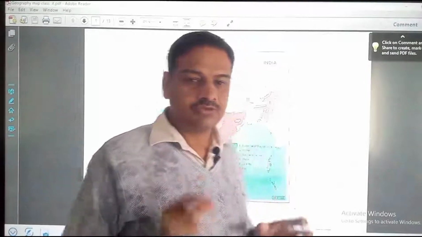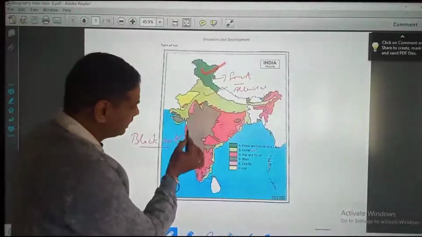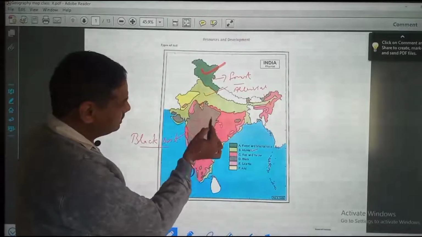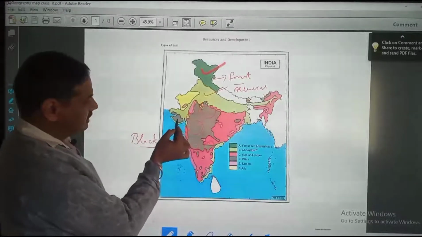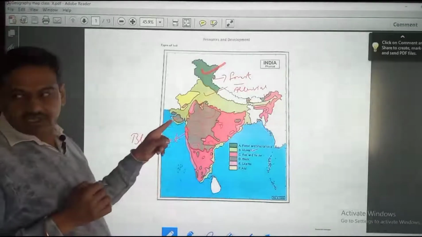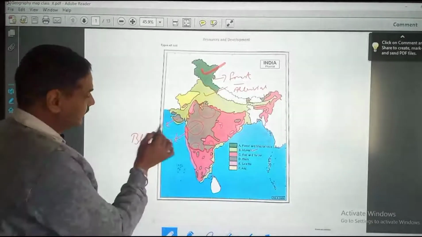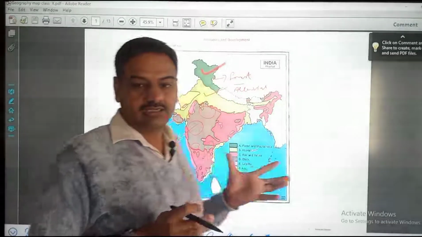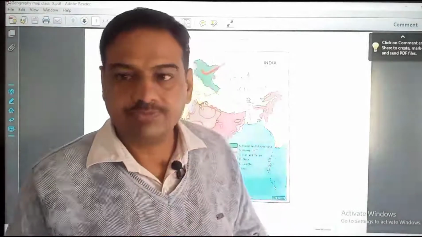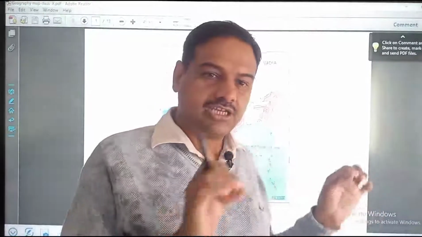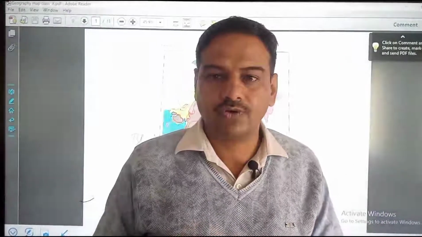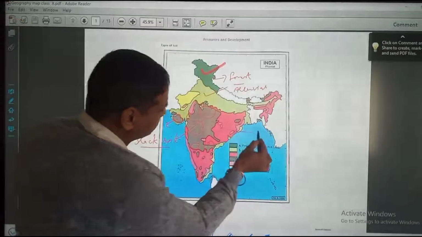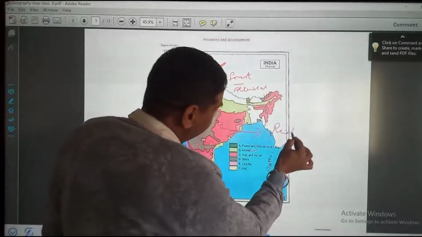Which states does it include? Mainly it includes Maharashtra, parts of Karnataka, Andhra Pradesh and Madhya Pradesh and parts of Gujarat. Here you can see that this Saurashtra region of Gujarat also has black soil. As a result, black soil is suitable for cotton, and Maharashtra and Gujarat are the major producers of cotton in India.